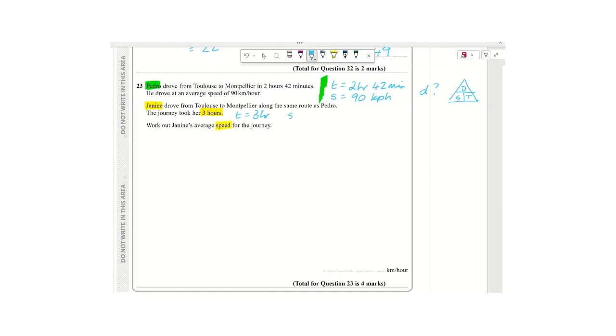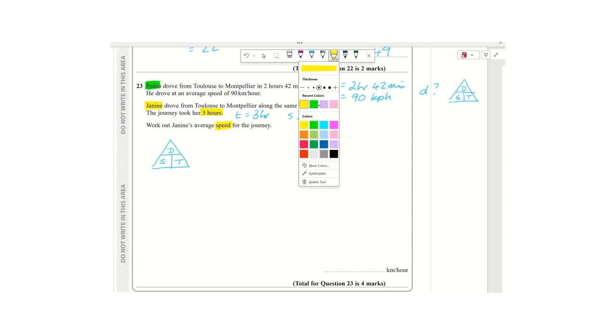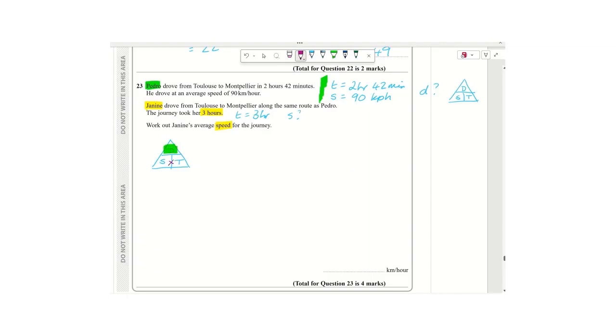So we want to know the speed. But we need to first of all find out how far it is using the information from Pedro. So if we go back to our speed, distance, time triangle for Pedro, and we're trying to find the distance. So we cover up the d, which is at the top, and that leaves me with speed times time here. So the distance between those two places is the speed, which is 90, times the time.